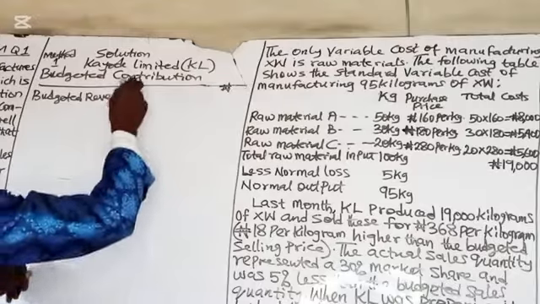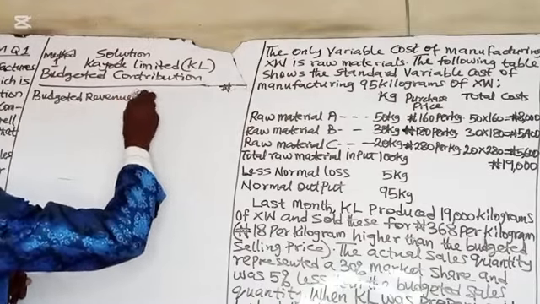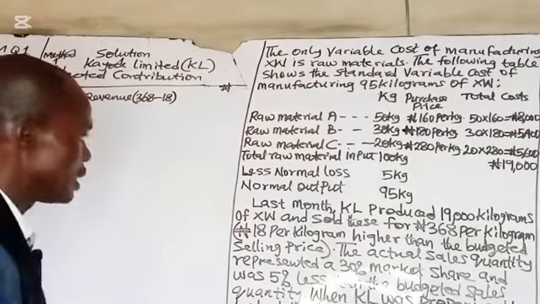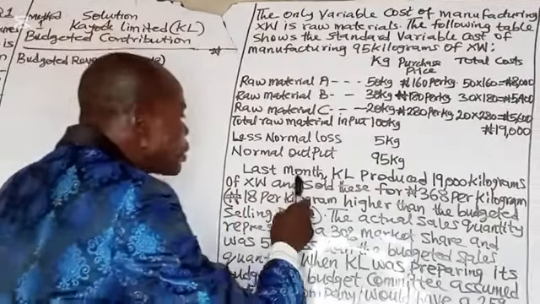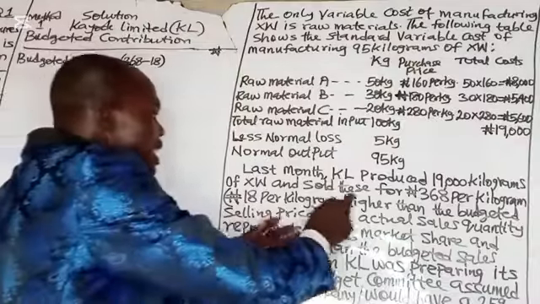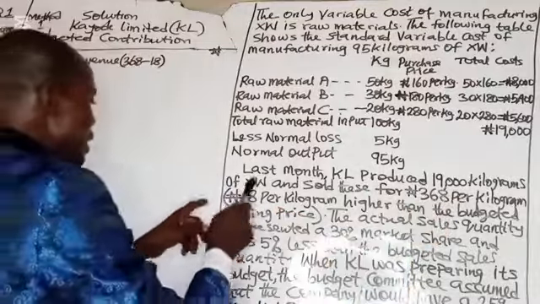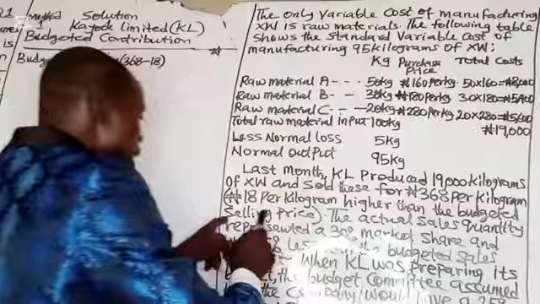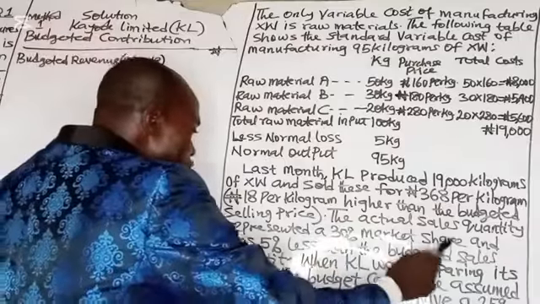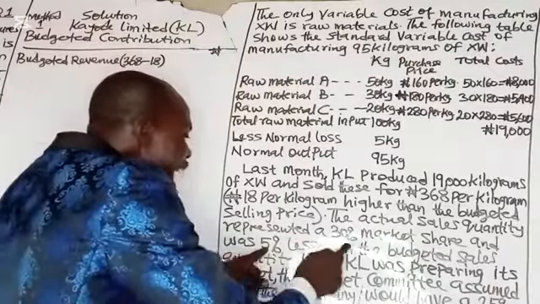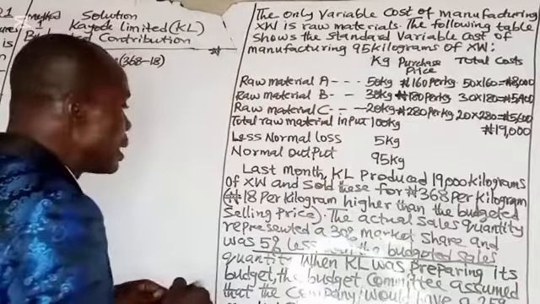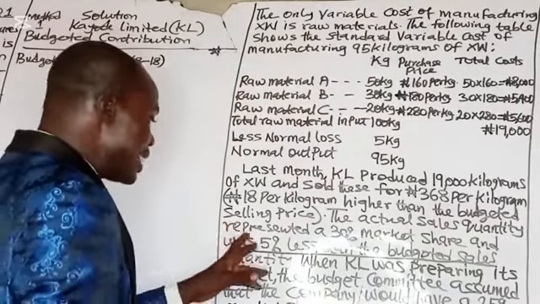So 368 minus 18 naira will give you the standard selling price. Multiply by the budgeted quantity. And what is the budgeted quantity? Last month, KL produced 19,000 kilograms of SW and sold this for 368 naira per kilogram, 18 naira per kilogram higher than the budgeted selling price. The actual sales quantity represents a 30% market share and was 5% less than the budgeted sales. Since it is 5% less than budgeted sales, that means the budgeted sales is greater than the actual sales.